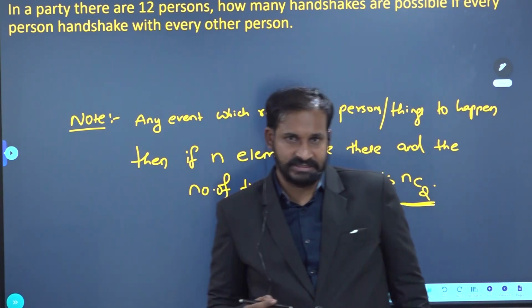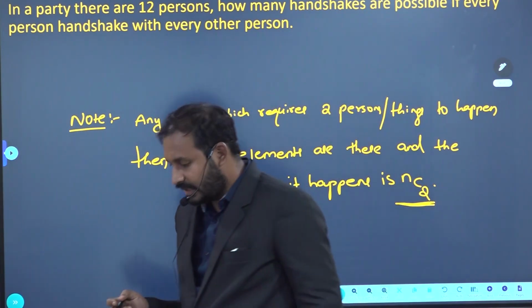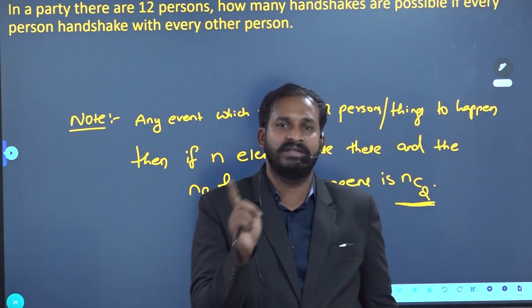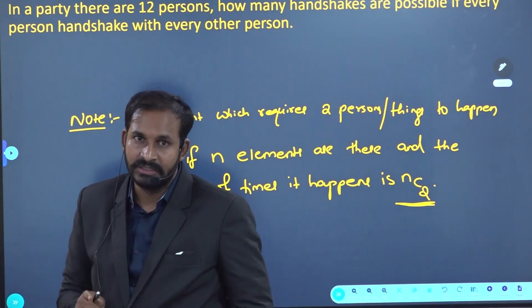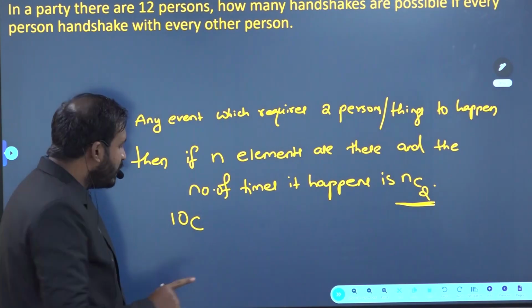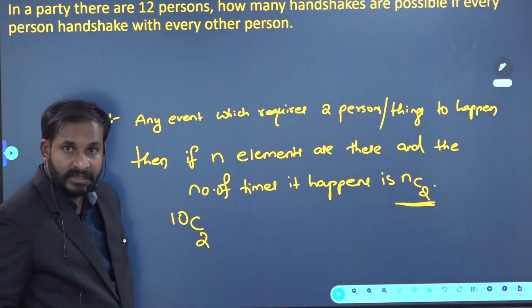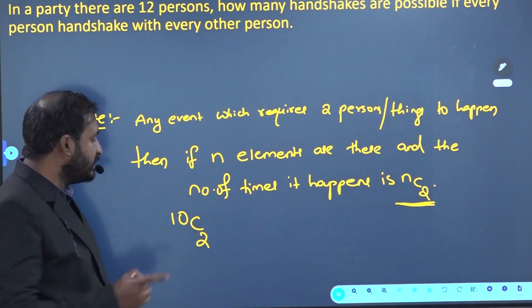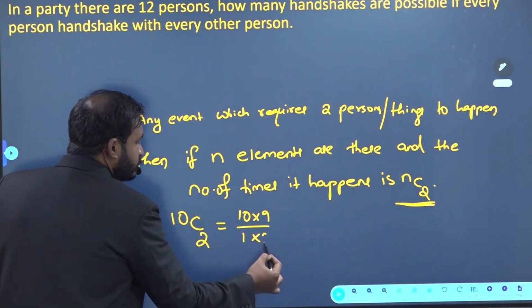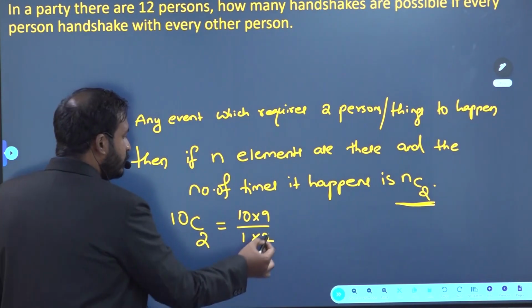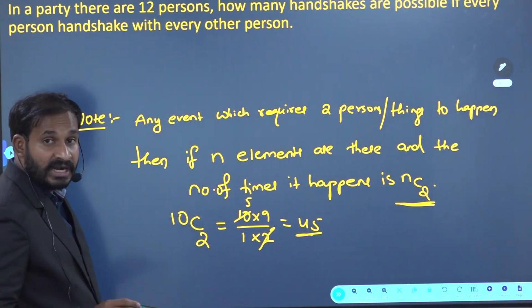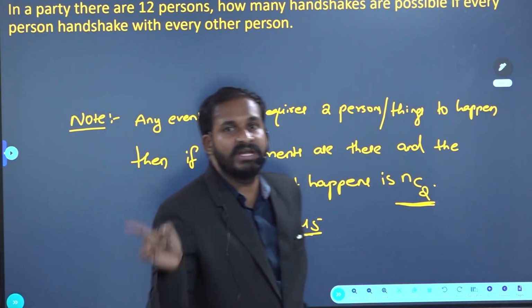Similar to our cricket matches, IPL teams are there, right now 10 teams. Every team will play with every other team once. For the time being, assume that they will play every other team a minimum of once. So what does it require? 10 teams, and to happen one match, how many teams are required? 2 teams are required. 10C2. So 10C2 means 10 into 9 by 1 into 2. So how many matches should be conducted? A minimum of 45 matches should be conducted so that one match happens between every pair of teams.